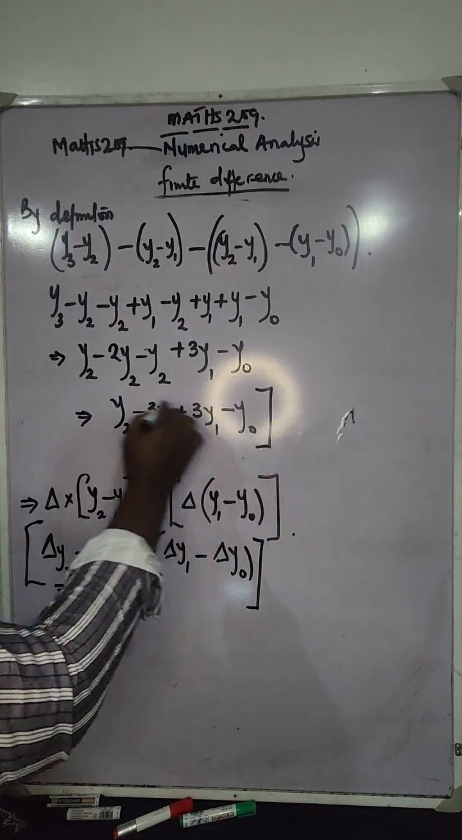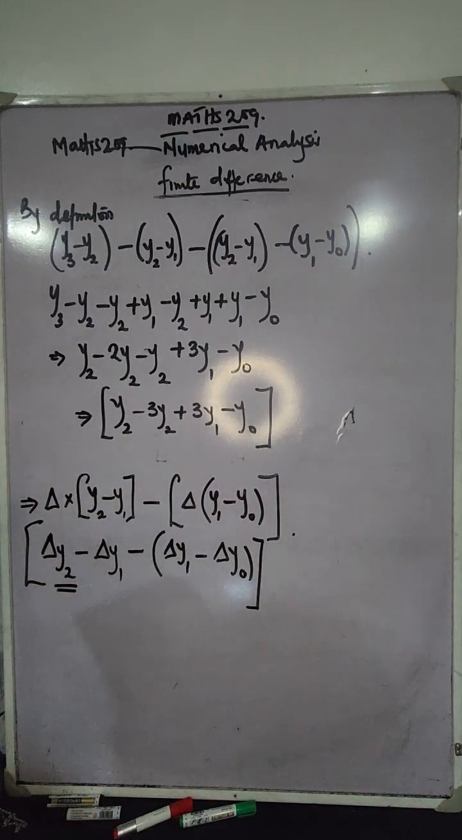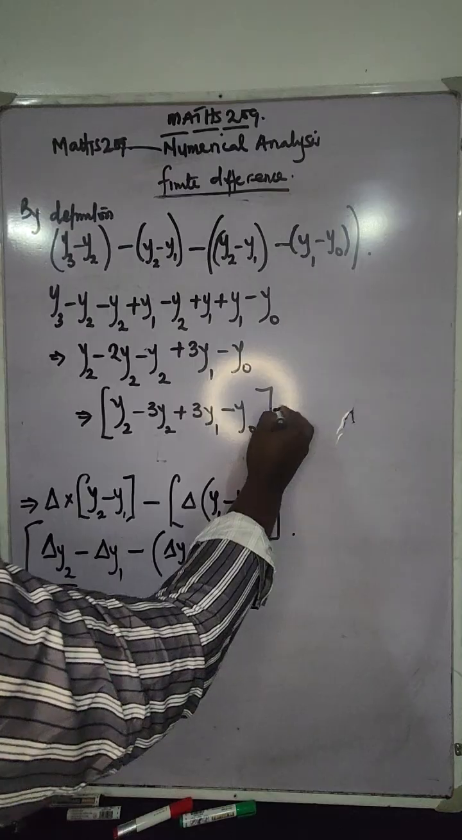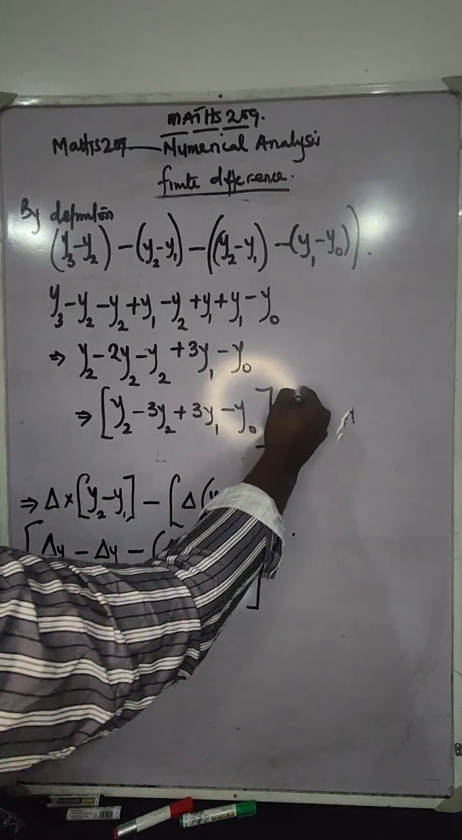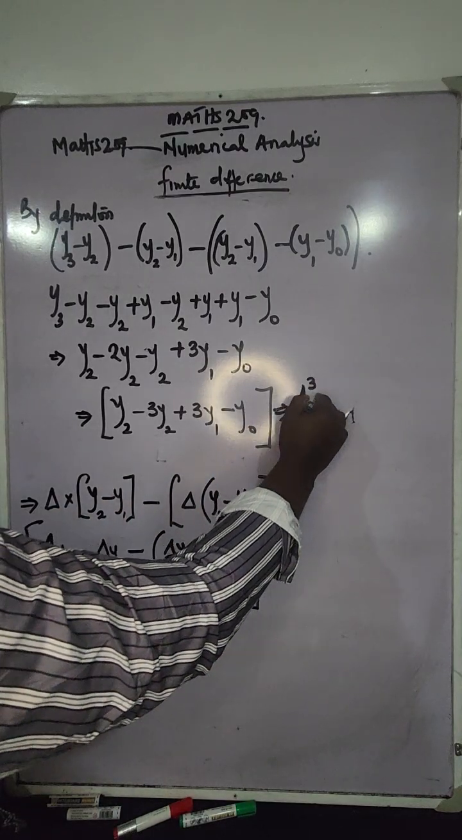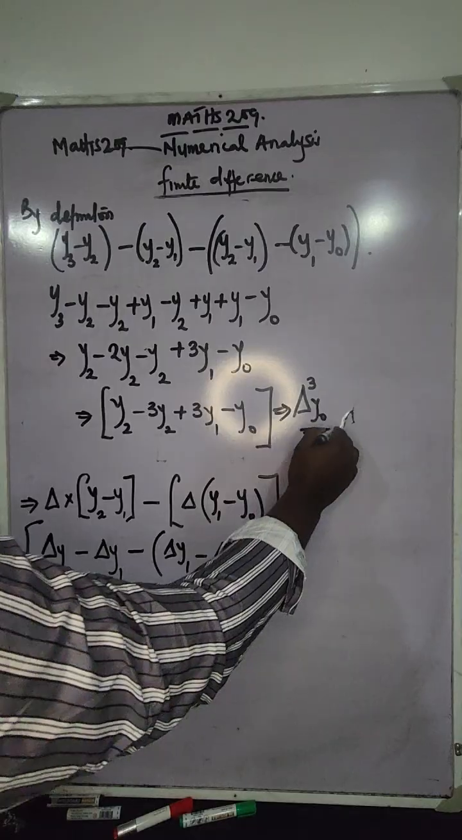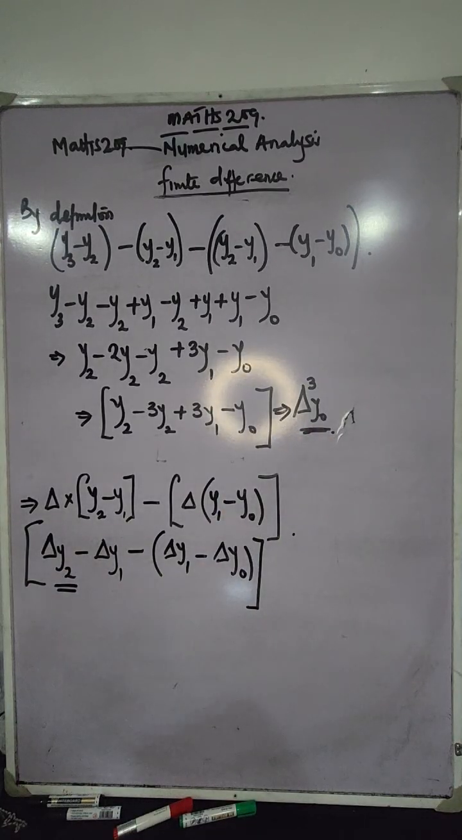And so what we have is y3 minus 3y2 plus 3y1 minus y0. Did you see that? This translates, by definition, to the forward difference cubed. This is the expression for the forward difference cubed of y0. Did you see that? Finite difference.